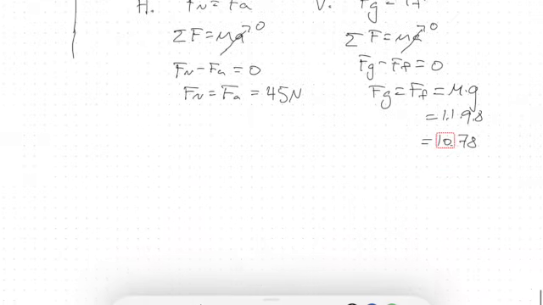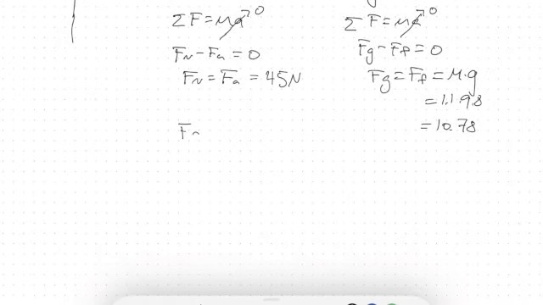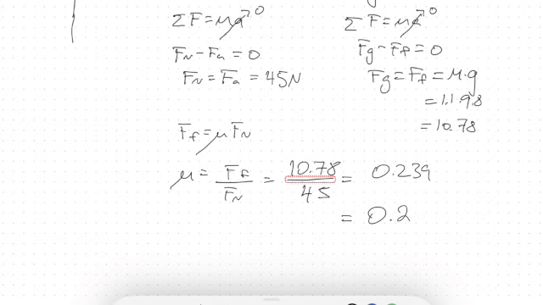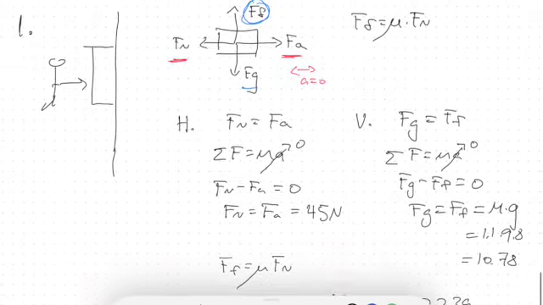To go back to our friend, force of friction equals mu Fn. Mu equals force of friction over force normal, which equals 10.78 over 45. What's that? 0.239, rounded to 2 decimal places, 0.24. Okay, that's the first question.